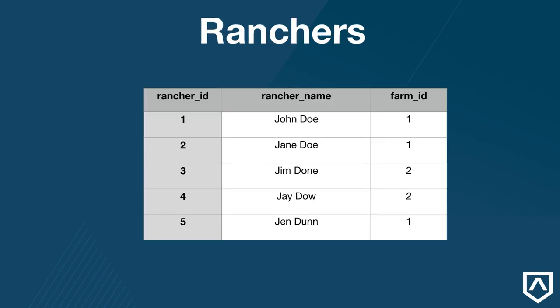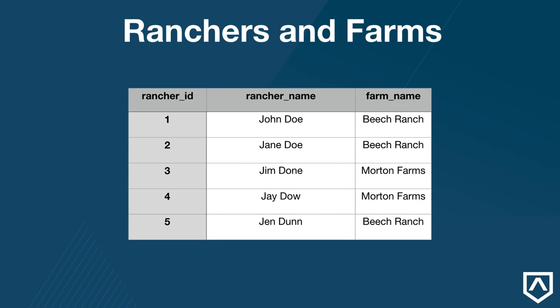Let's take a look at this ranchers table. Now we have some information about a rancher and then a foreign key called farm ID that we could use to look up the name of the farm that each rancher works at in a different table. But it'd be a lot more convenient if we could just see the information like this, where we actually have the rancher name listed next to the farm name. A join statement allows us to take two or more tables and combine them based on a common field shared between the two of them.